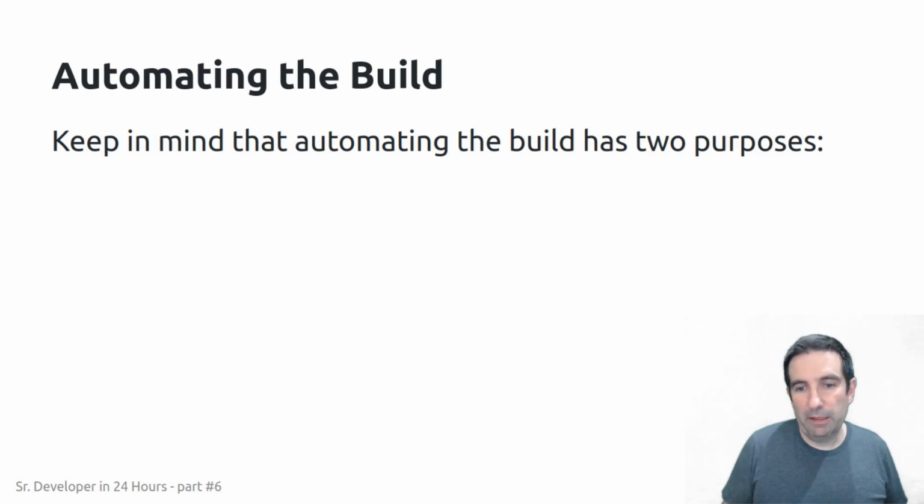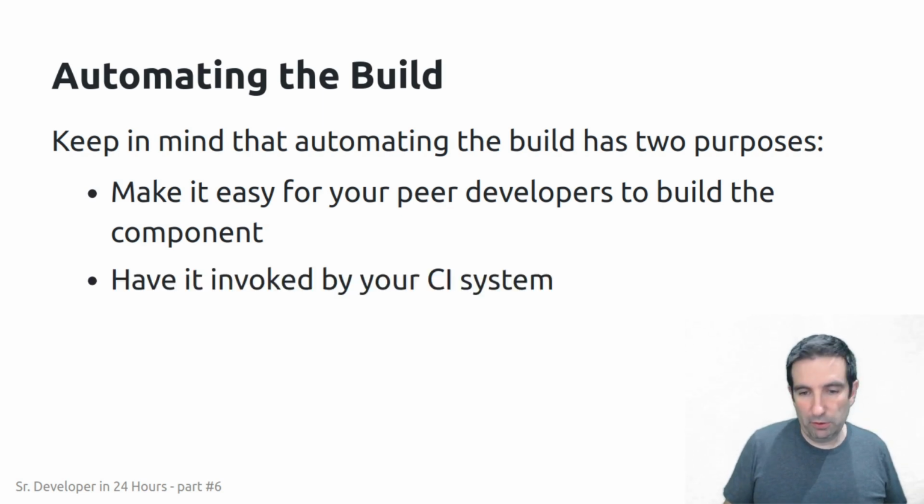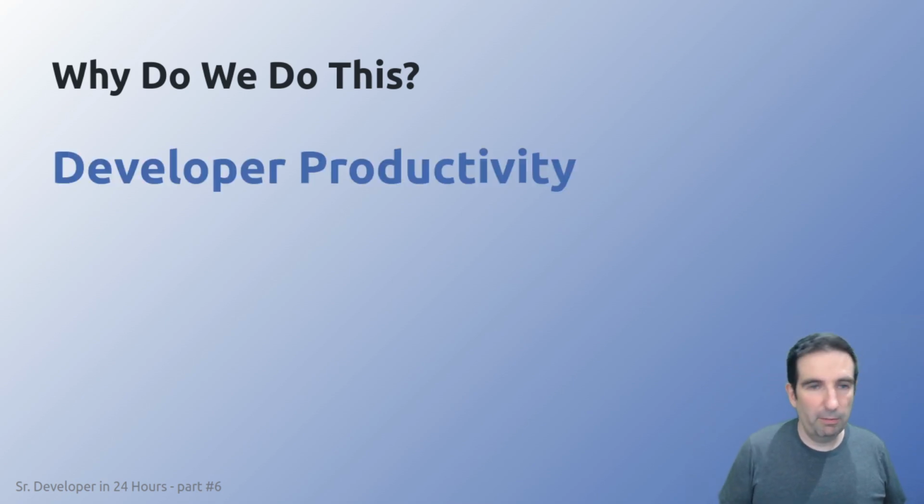Okay, keep in mind that automating the build process has two main purposes. The first one is to make it easier for your peer developers to build the component and to be able to keep developing. And the second one is normally to have it invoked by your CI system. And there is a lot of overlap between making it easier for your peer developers and making it easier for your continuous integration system to automate things. But for now, we're going to focus on automating this to make sure that it is easy to use for our peer developers, for our teammates. We'll focus on the CI/CD part in a future session. So let's keep that in mind as we move forward, that we're focusing on developer productivity. Because developer productivity is the main reason why we are going to be doing this.